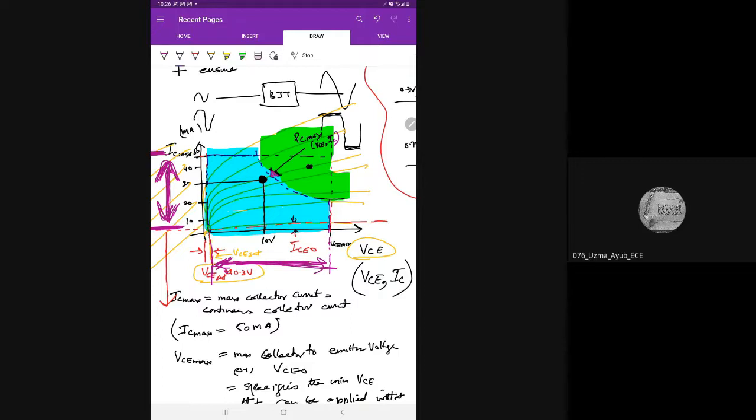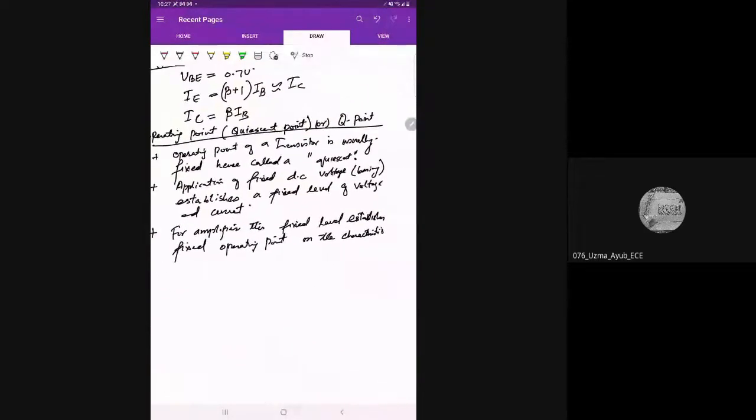So it means that it is basically establishing a fixed point in certain area, in certain region. So application of this DC voltage, that is the biasing, it establishes a fixed level of voltage and fixed level of current. For amplifiers, we can say then this biasing basically establishes a fixed level of operating point. अब यहाँ operating point ये बना, ये जो यहाँ पे है, and it is because of fixed level of voltage and fixed level of current. So that is what I said. For amplifier, this fixed level establishes fixed operating point on the characteristics.